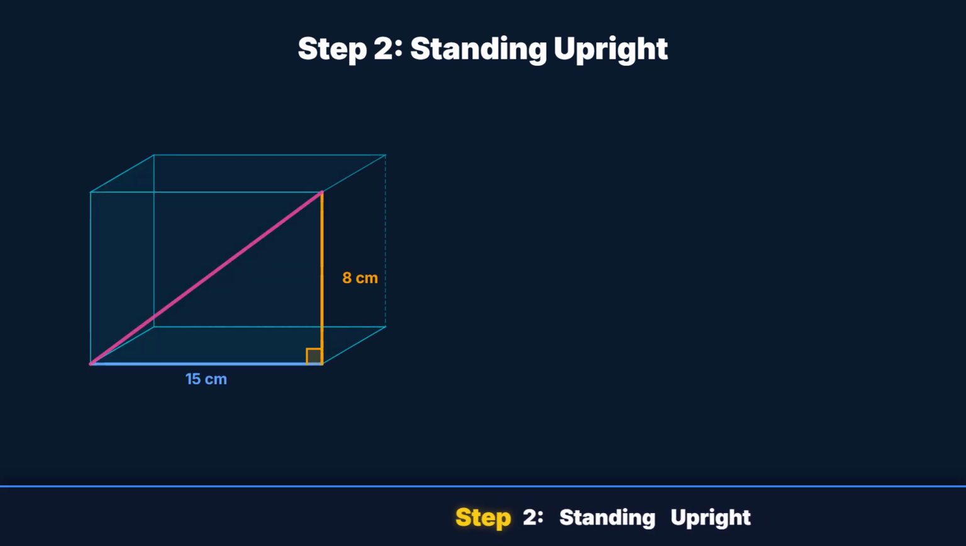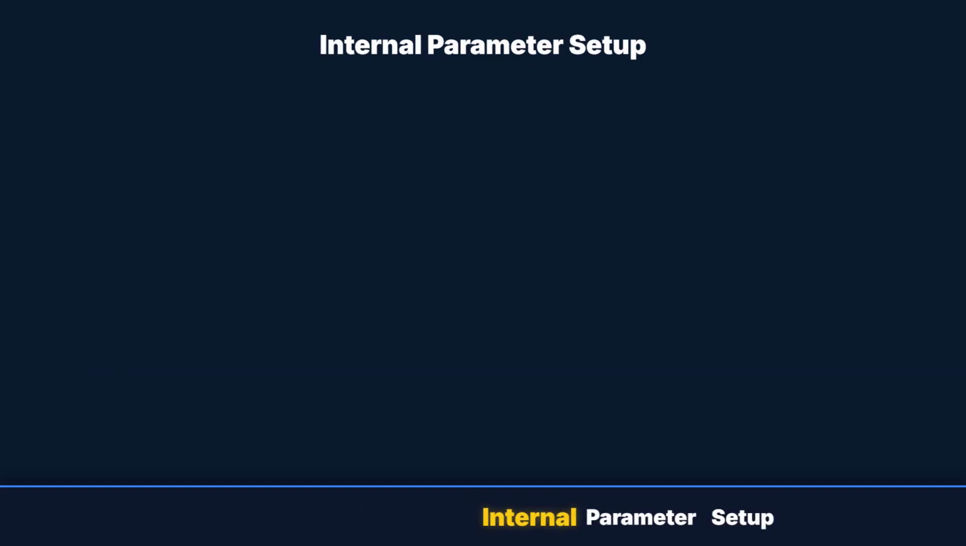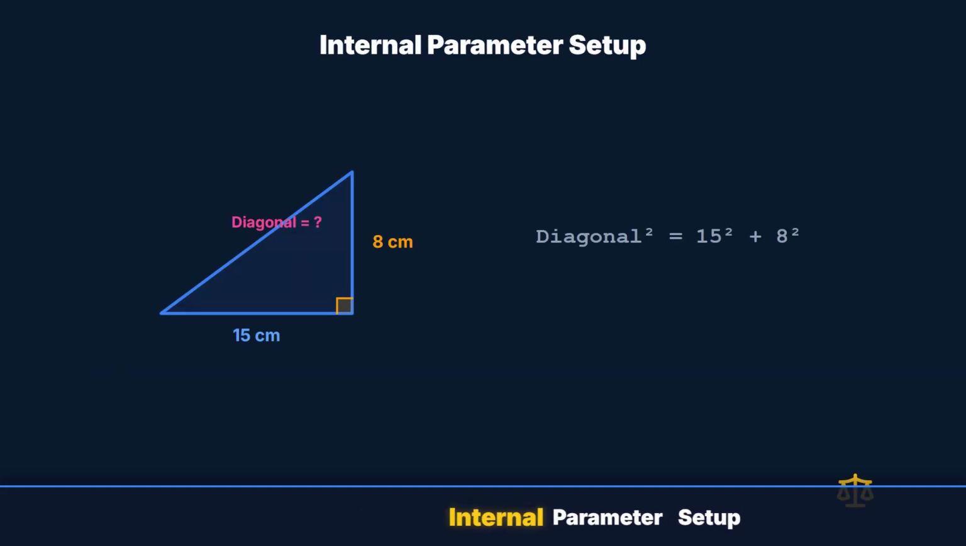Step 2. Use that diagonal. Now imagine standing that diagonal upright. It forms another right-angled triangle. The two sides are 15 centimeters, 8 centimeters. Using Pythagoras again, diagonal² equals 15² + 8².